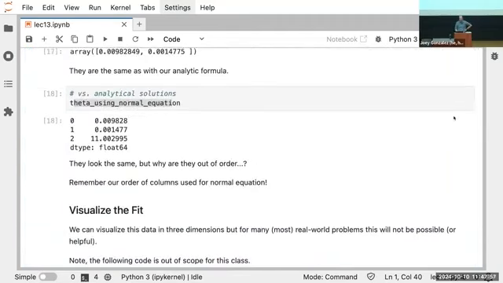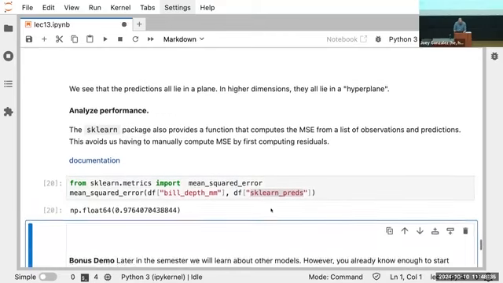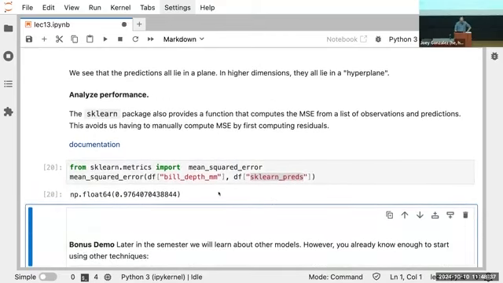All right, hopefully you're understanding this. Analyze performance. Okay, so let's compute the mean squared error. I'm going to import metrics because it's too hard to write 20 characters of code. But anyways, there's a mean squared error metric built into scikit-learn. Take the mean squared error of my bill depth and my scikit-learn predictions, and I get this number. What units is this in? Bill depth is in millimeters. Scikit-learn predictions are in millimeters. Mean squared error is therefore in millimeters squared. I have no clue what that means.